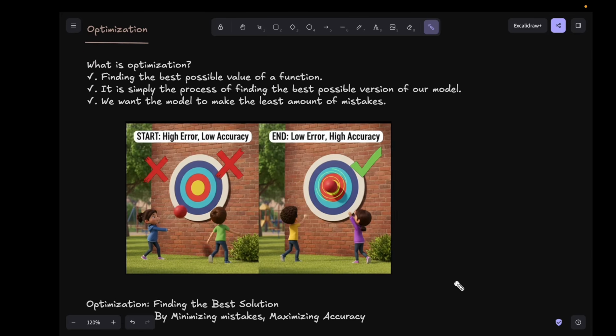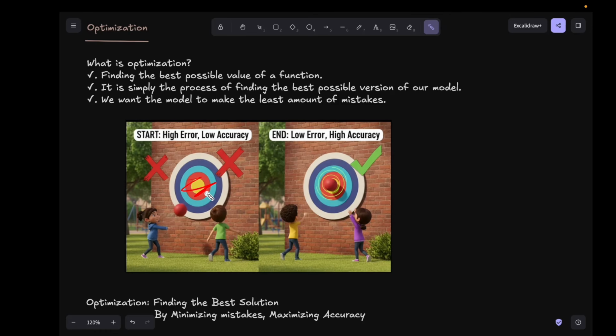So you see, like in this image, the children try to hit the target with the ball, but at the beginning, they fail to hit the target, like you see. But by their continuous progress, time by time, at the end, they can hit the target. So this is optimization. First they have high error and low accuracy, and at the end they get low error but high accuracy. This is called optimization.